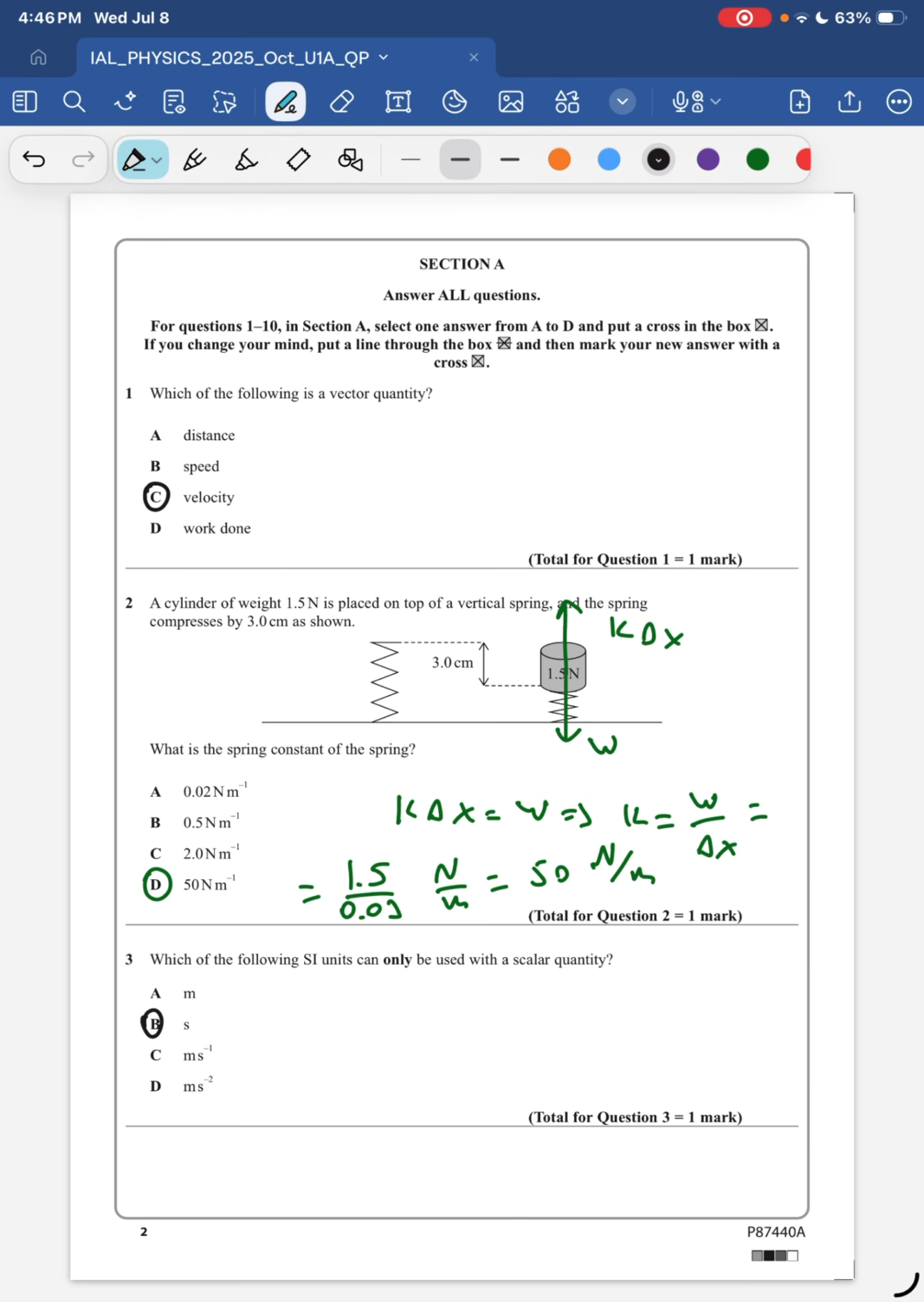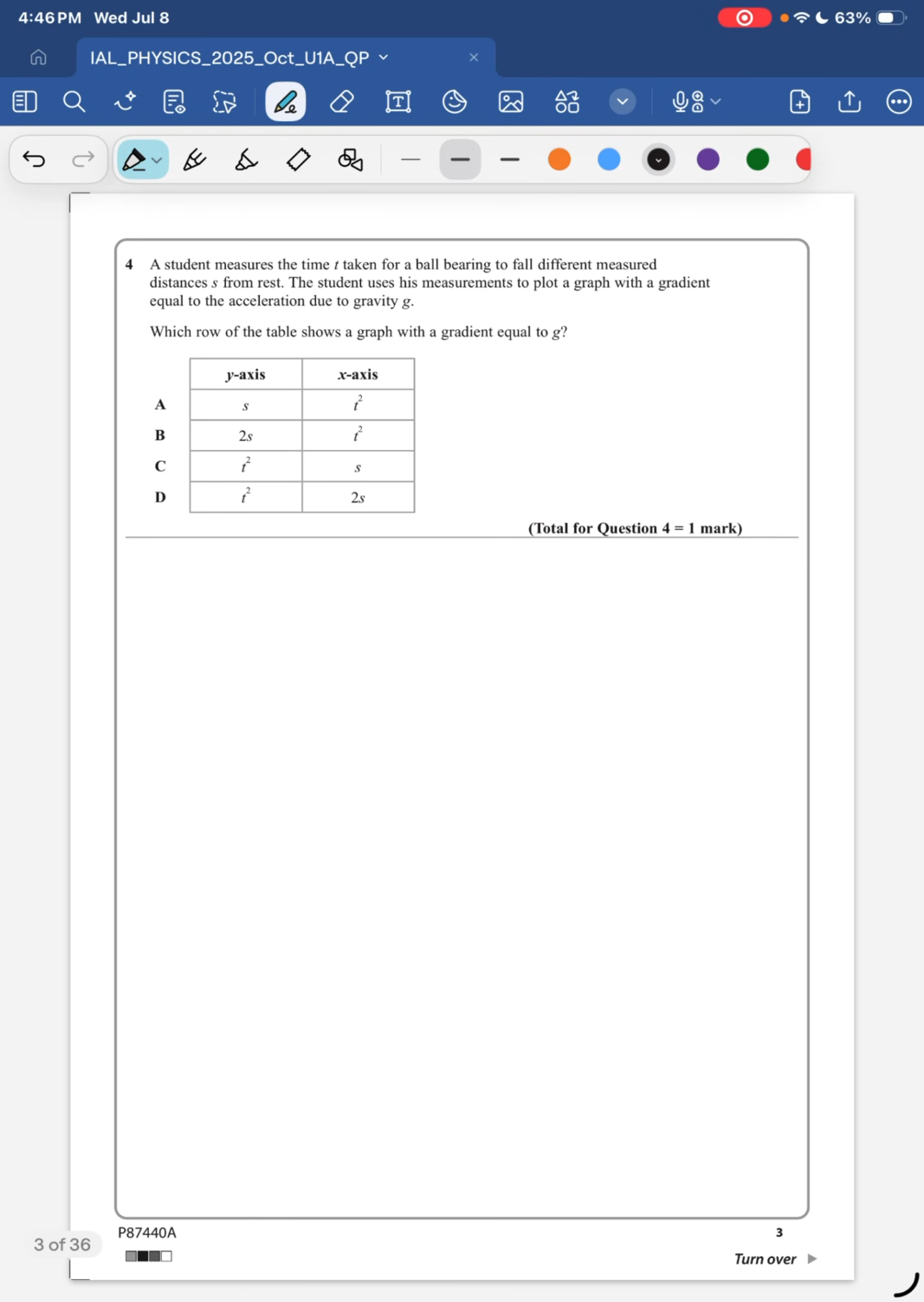Time doesn't have a direction, it's a scalar. Though it would be cool to have a direction, so it could go backwards, but we can't. So at least not in this universe. So let's move on to question number 4.